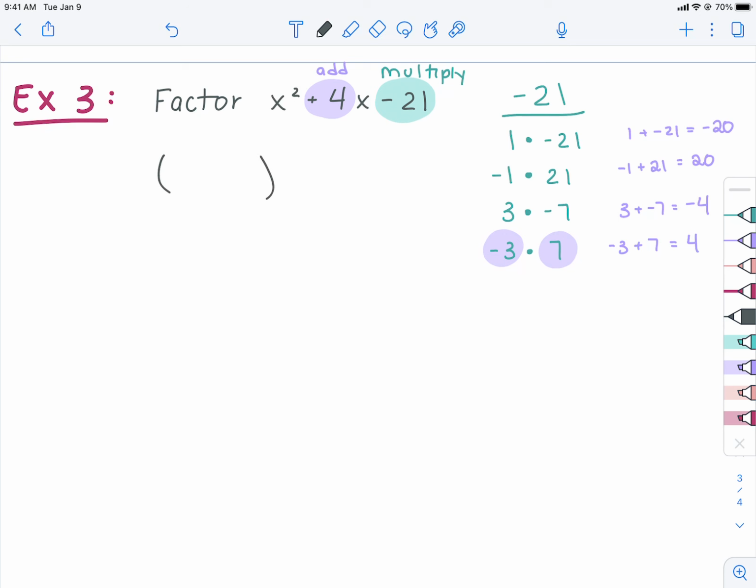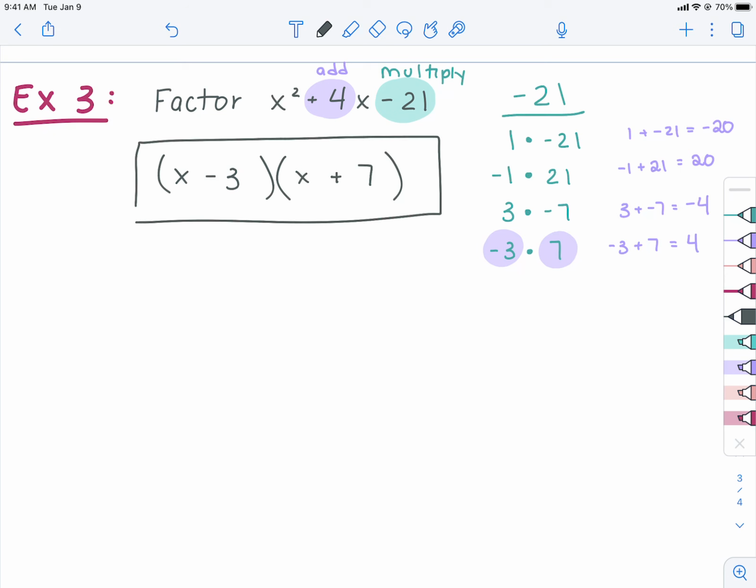So I'm going to split up my two sets of parentheses. They each get an x. And then I'm going to say, okay, it's a negative 3. And since it's a positive 7, I'm going to write plus 7, because I don't want to just leave it as a blank space with an x and a 7. Since it's positive 7, I use a plus sign. So my final answer is going to be x minus 3 and x plus 7.